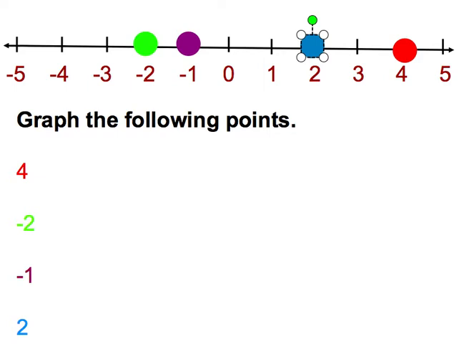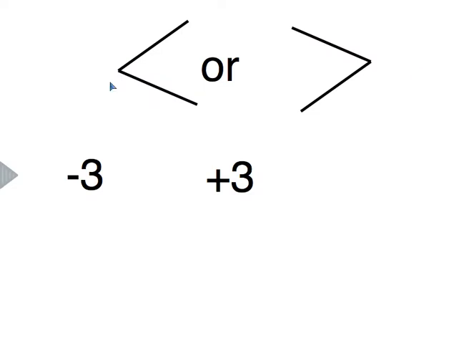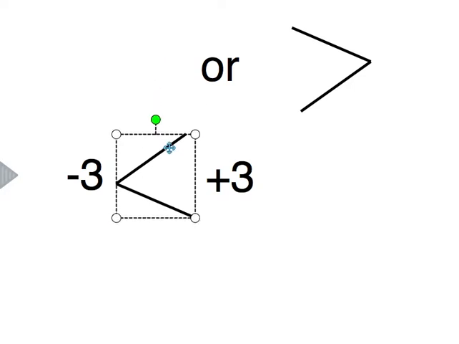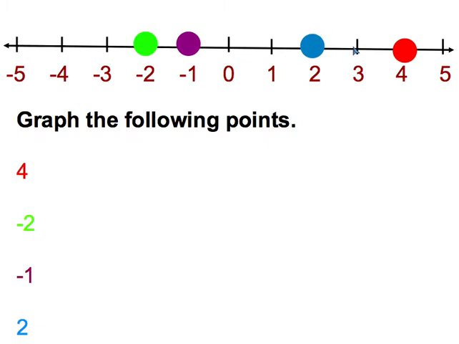So whenever you're doing this, always think of the number line. Taking a look over here, if I have a negative 3 and a positive 3, is it going to be greater than, or is it going to be smaller than? In this case, negative 3 is much smaller than positive 3. And again, always just refer back to your number line. Positive 3, negative 3.